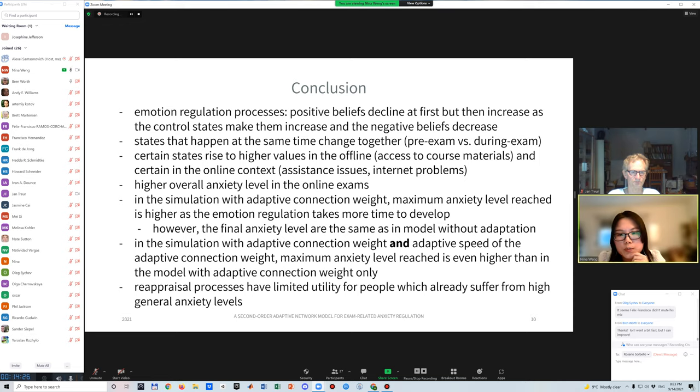And the states which could be prevalent in an online context, for example, issues with receiving assistance when needed, rise to higher values than in the offline one, and the other way around. We can also see that the anxiety levels are higher in online exams than in offline exams. The adaptive models also show desired behavior, meaning that adding adaptive layers makes the states affected by the adaptation develop slower, but in the end the levels at which they stabilize are very similar to those reached without adaptation. For the highly anxious person, we also found that, as expected, the appraisal process has limited utility for people who have already suffered a lot from high general anxiety levels. As their exam anxiety levels increase more, the appraisal process cannot help enough with reducing the anxiety.